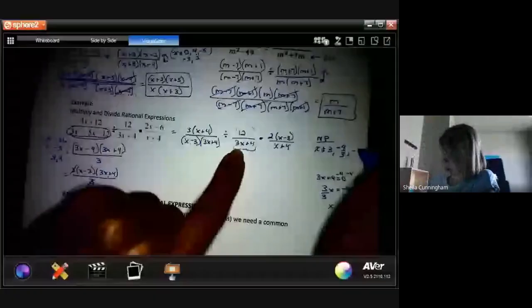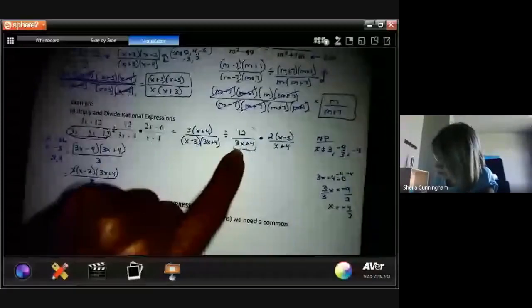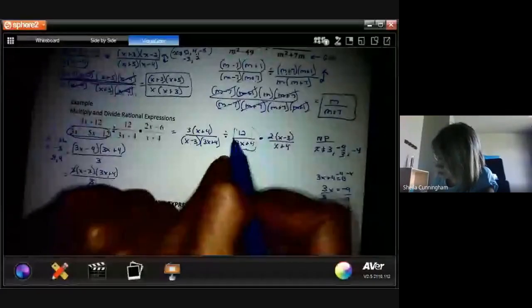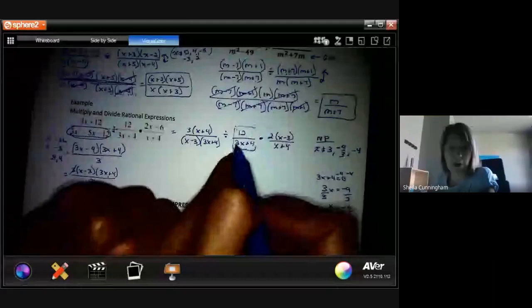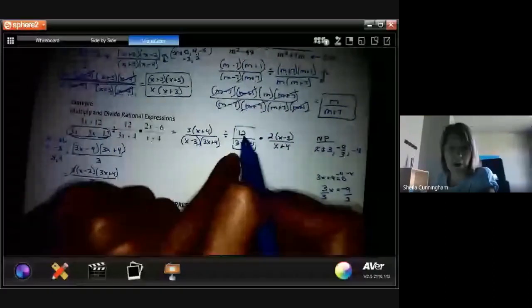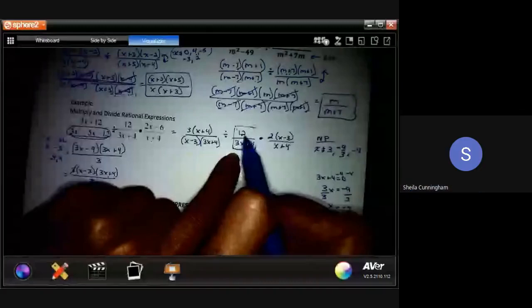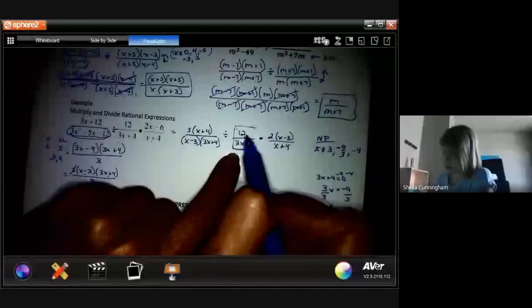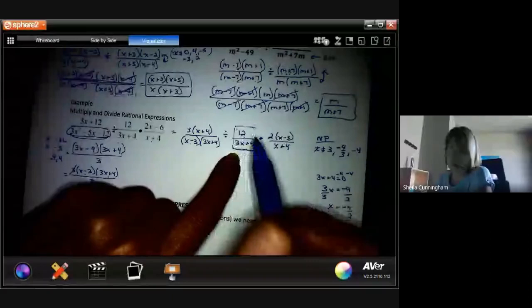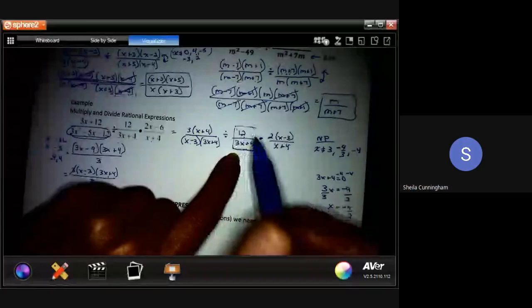Now the only other piece, because I'm dividing this whole rational expression, I would look also to the top, the numerator of that fraction, which has just a 12. There are no variables there, so I have no non-permissible to worry about there. So I can just disregard that. These are my only non-permissibles. x can't equal 3, negative 4/3, and negative 4.